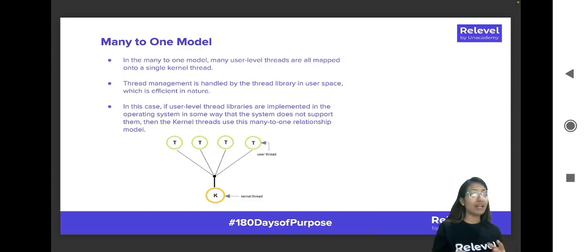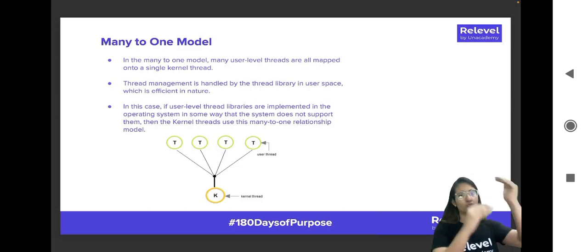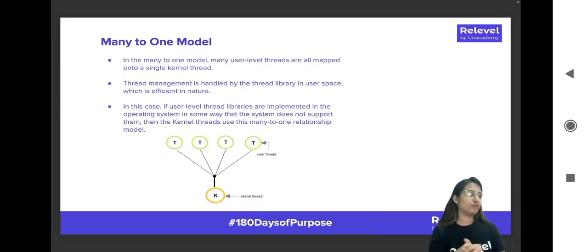The disadvantage of this model is that since there is only one kernel level thread, because this is many-to-one, where many user level threads are mapped to a single kernel level thread, this model cannot take advantage of the hardware acceleration that can be done by multi-threaded processors. Here the thread management is done in the user space only, using the thread libraries. So that's the overall idea about this many-to-one model.